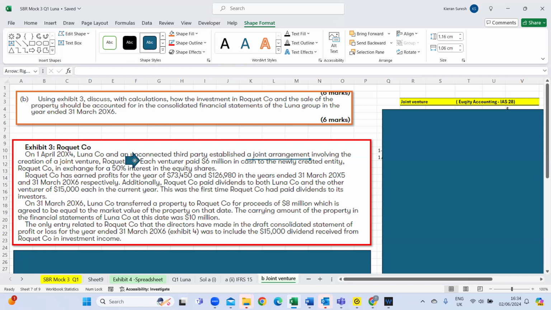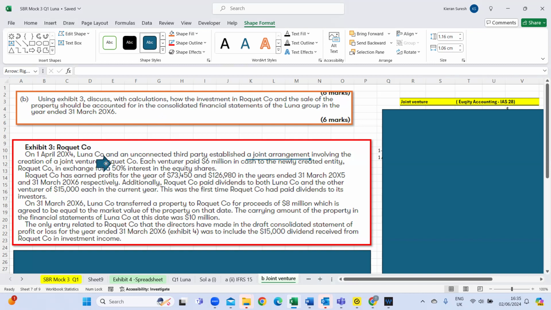Now they're saying each venturer paid 6 million in cash to the newly created entity, the rocket company, in exchange for 50% in equity shares. Now we could see this here. So each of the joint venturers has 50% ownership, equity interest, right? So they're jointly controlling it. So it's a joint venture, not an associate here. Two people getting together, jointly controlling a business. So this is a joint venture, right?